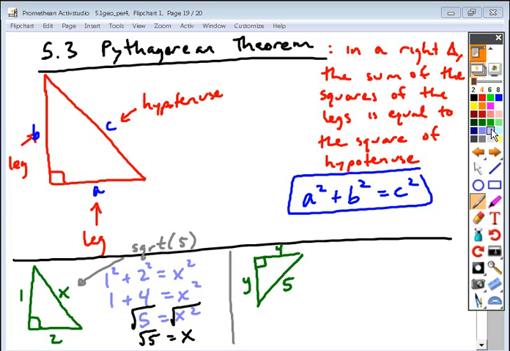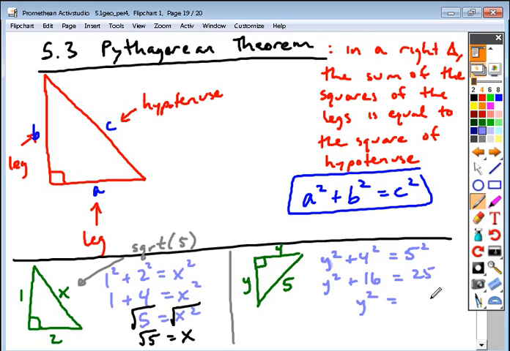Right, when you set this up, because one of our legs is unknown, I'm going to start with that. We get y squared plus 4 squared is equal to 5 squared. And so if we simplify everything, we can square the 4, square the 5, and solve for y. So we isolate our y term by subtracting 16 from both sides. When we subtract 16 from 25, we get 9.